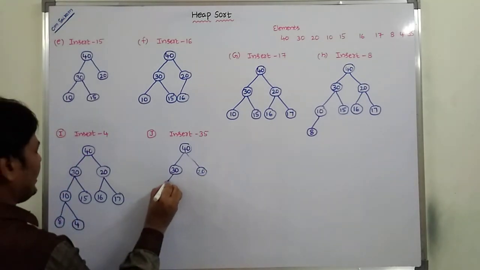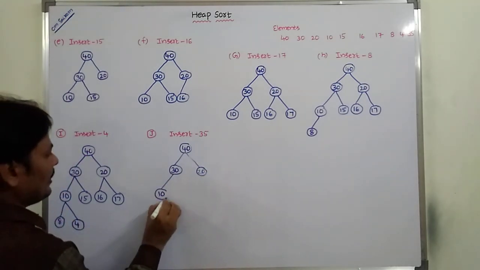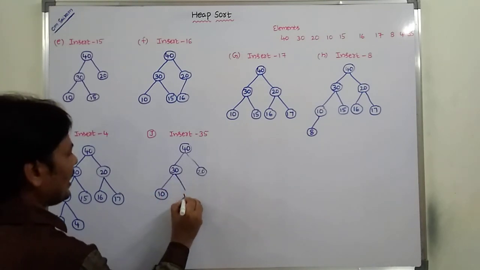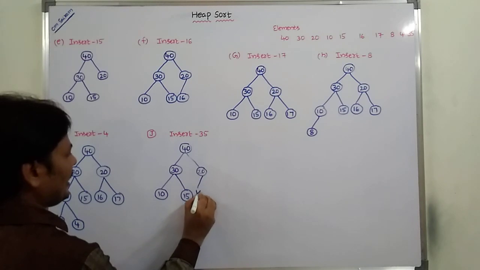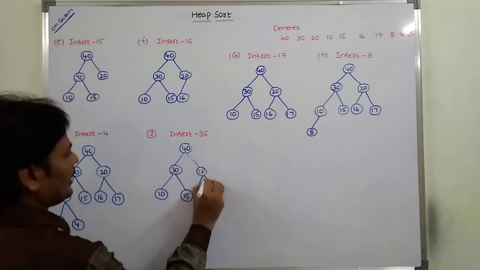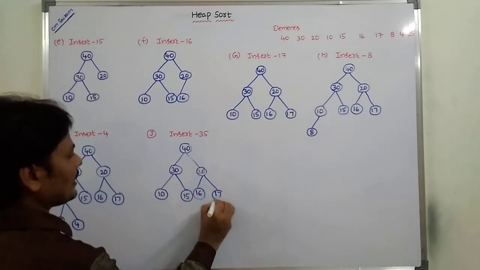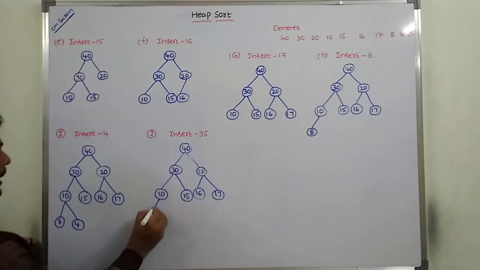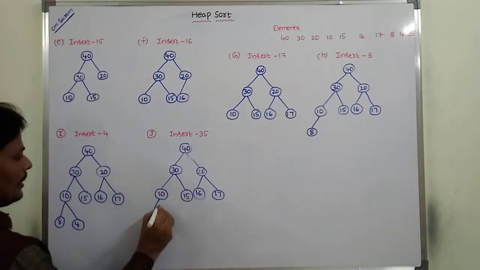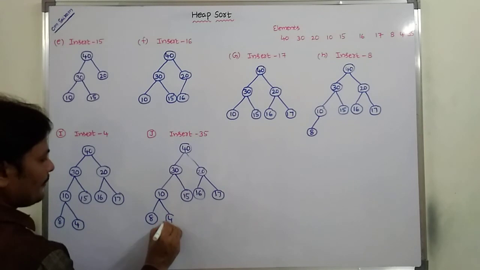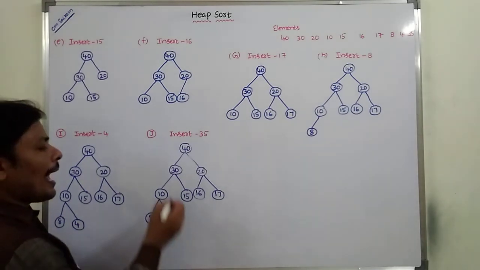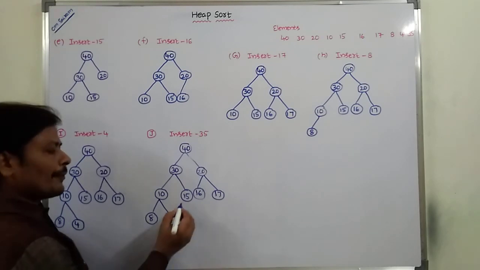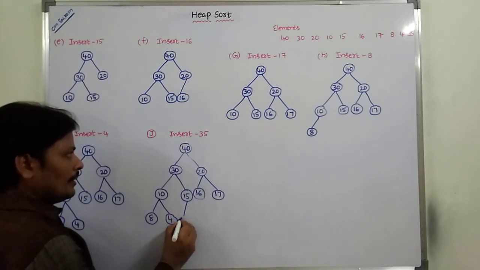Now 30's left child is 10 and 30's right child is 15, and 20's left child is 16 and 20's right child is 17, and 10's left child is 8 and 10's right child is 4. Now 35 can be inserted as a left child of 15. 35.